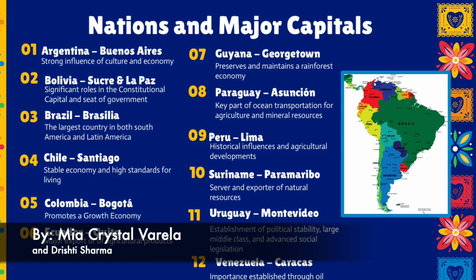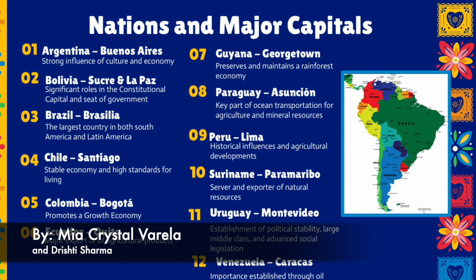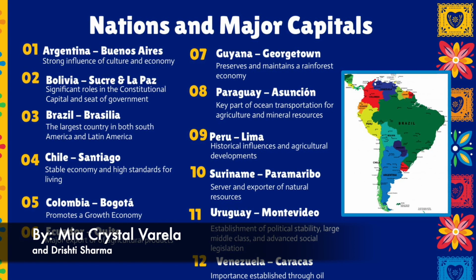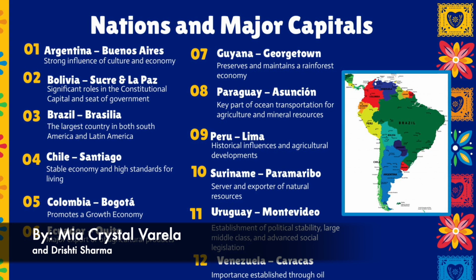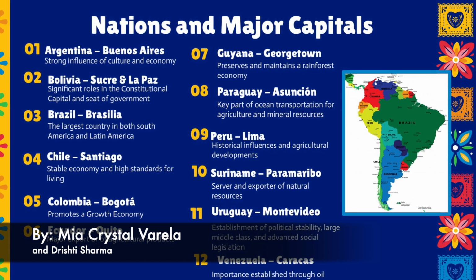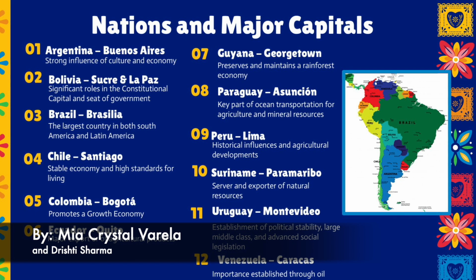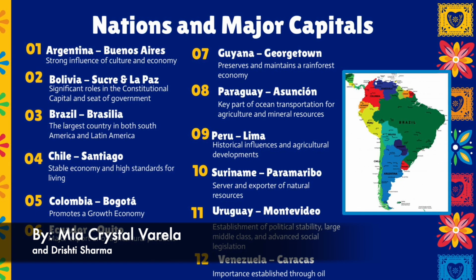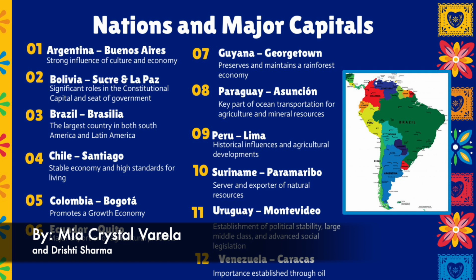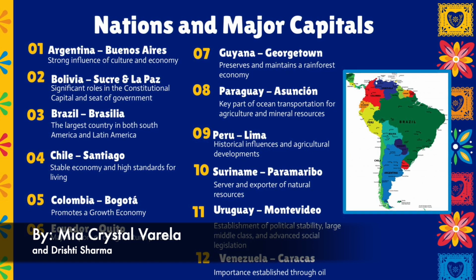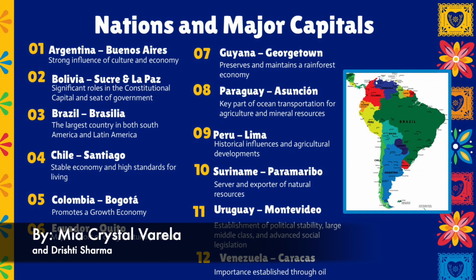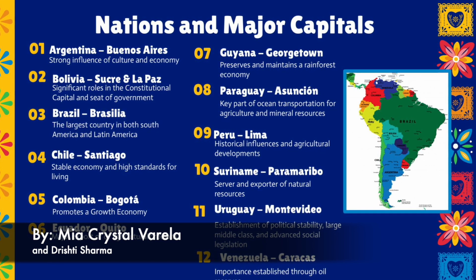Number 7, we have Guyana, which has a major capital of Georgetown, and this is a nation that focuses on its rainforest economy. So the Amazon rainforest runs through Guyana, and it promotes its resources and takes advantage of the opportunity that it gives to them. Number 8, we have Paraguay, which has a major capital of Asuncion. This is key to ocean transport as it is along the coast, and it promotes the import and export of agricultural and mineral resources to the nations.